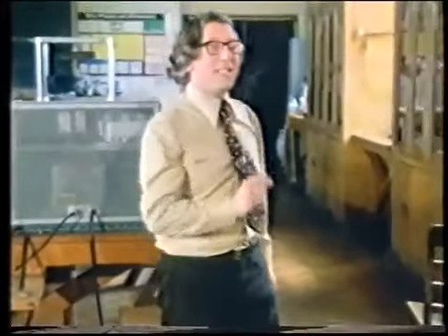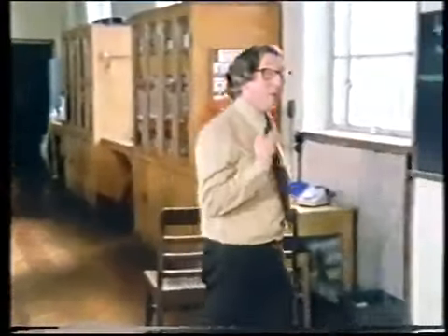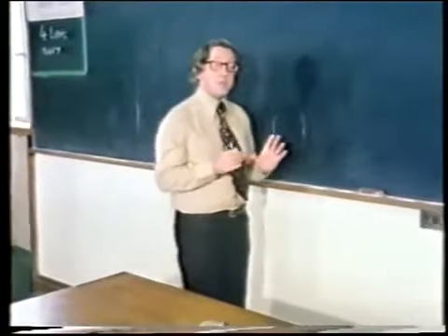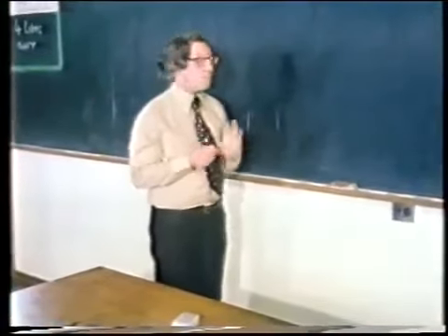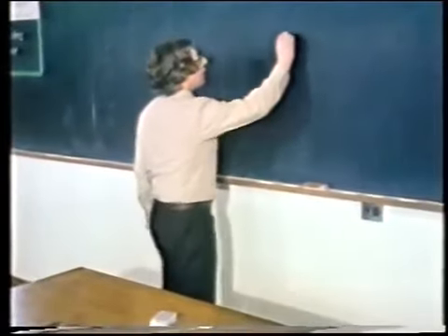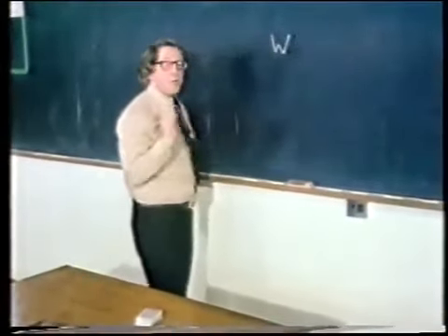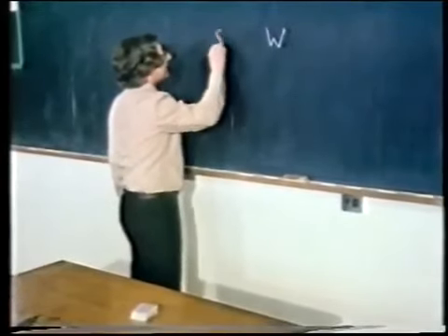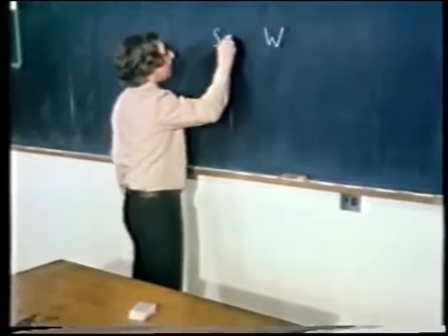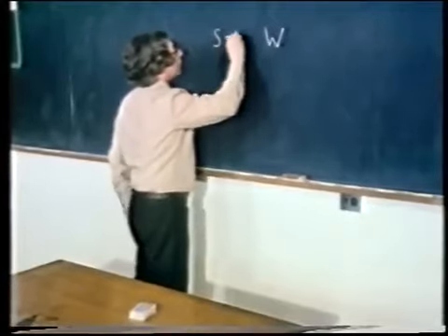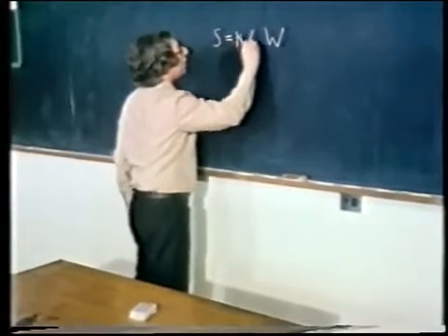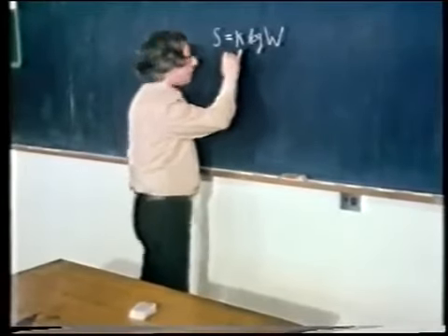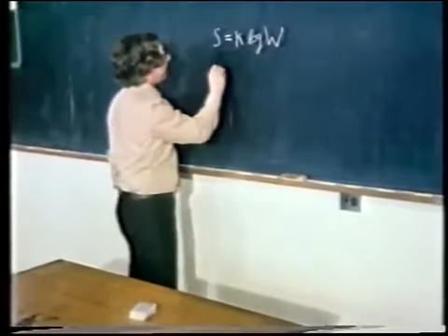Well, it's a surprising fact, but the behavior of a physical system depends on the number of different possible arrangements that we can put the system into. For example, if I call W the number of possible different arrangements, then I can define a quantity S, which is proportional, by a factor of proportionality K, to the log of W. Now, K is a famous constant called Boltzmann's constant, and S is called the entropy.